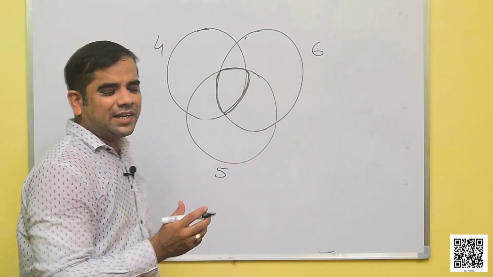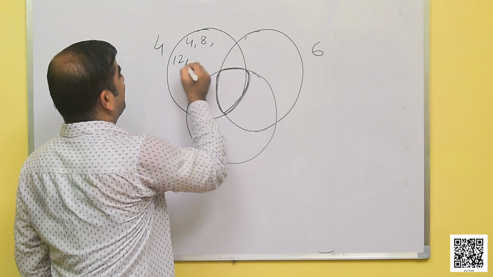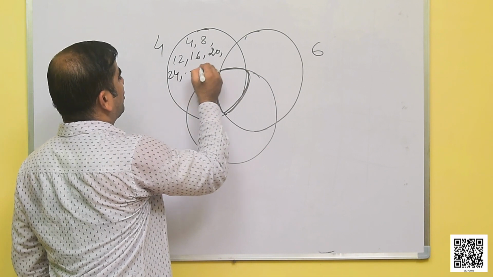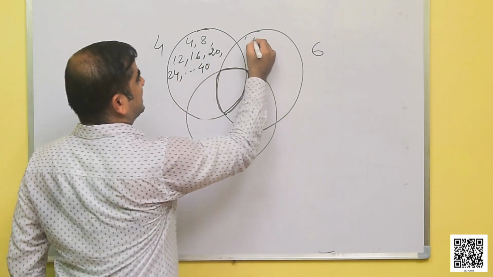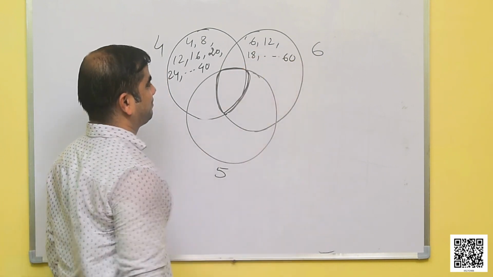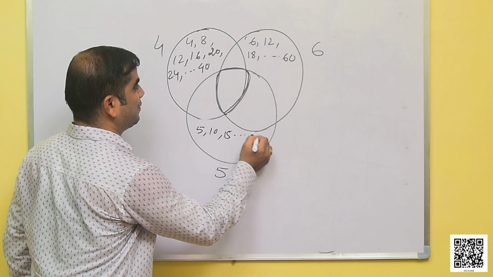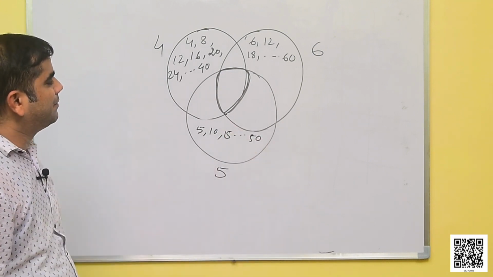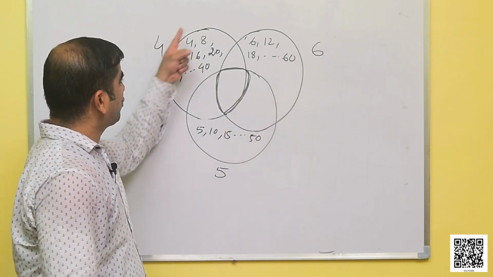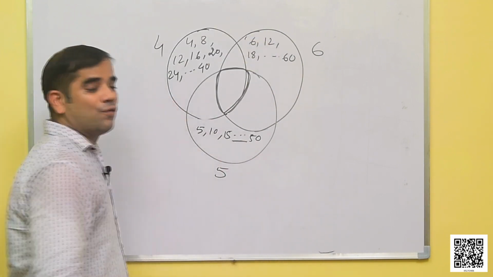So what is there in the 4 table? 4, 8, 12, 16, 20, 24 and so on up to 40. Here 6, 12, 18, up to 60. Here 5, 10, 15 and so on up to 50. Can you find any number which lies in 4, 6 and 5? No. We don't have any number like this, as we are leaving some numbers over here.